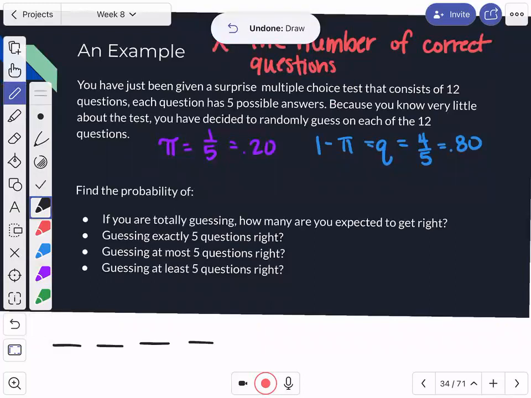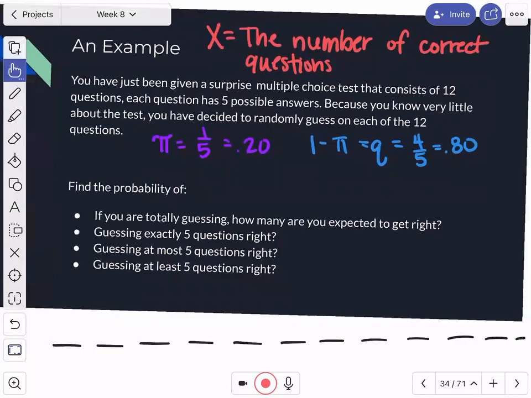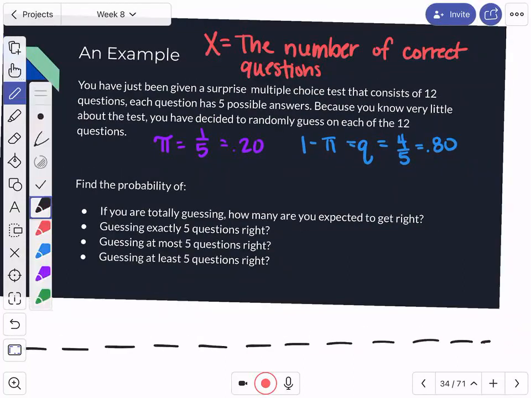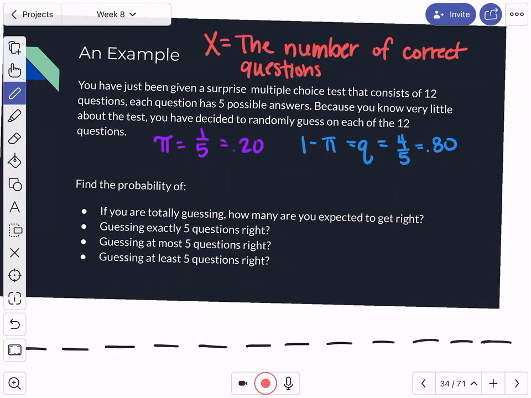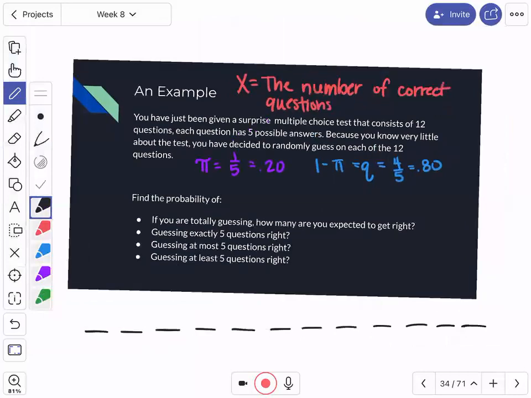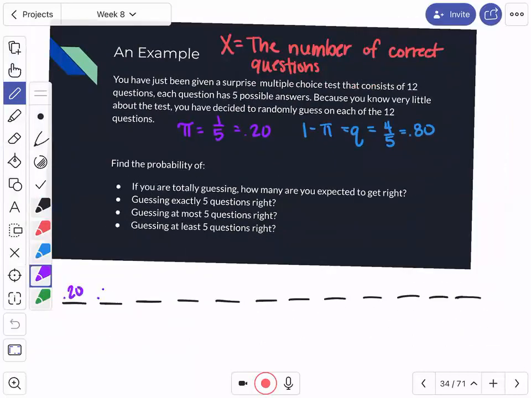1, 2, 3, 4, 5, 6, 7, 8, 9, 10, 11, 12. Here are my 12 questions, right? If I want to get them all right, what has to be true about every one of those blanks? What number should go on every one of those blanks? They ought to be what number? 20%. What does that mean? This means that every question on here I guess correctly, right?